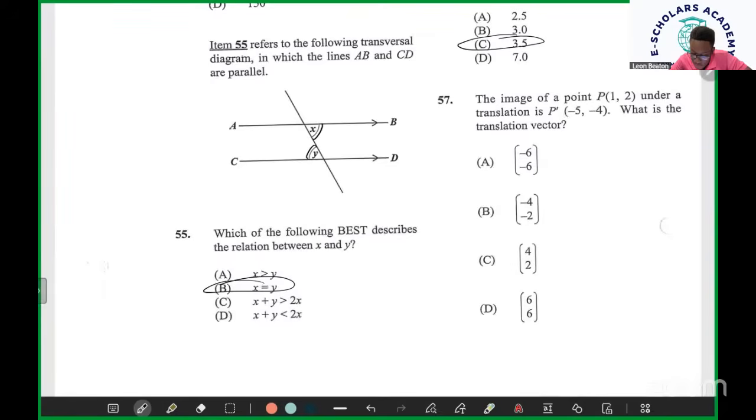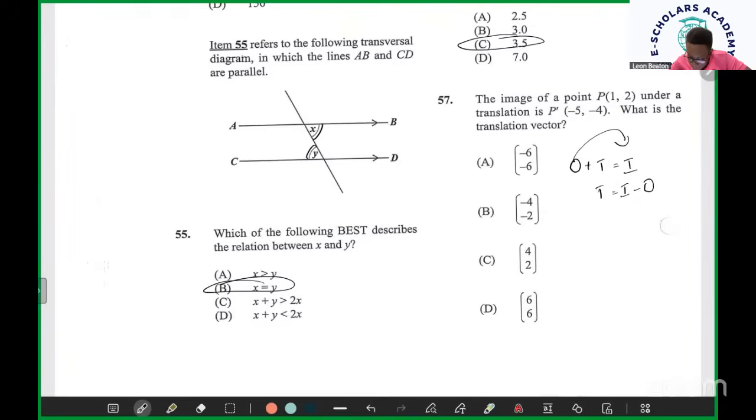The image of the point P under translation P, on our translation is P. So this is the image and this is the object. The one always is the translation vector. So we know the formula is object plus the translation vector is equal to the image. So if you want to find the translation vector, we take over the object. So we'll have image minus the object will equal the translation vector.